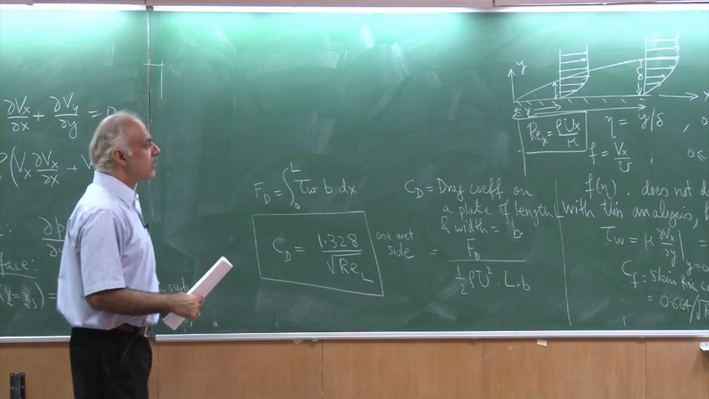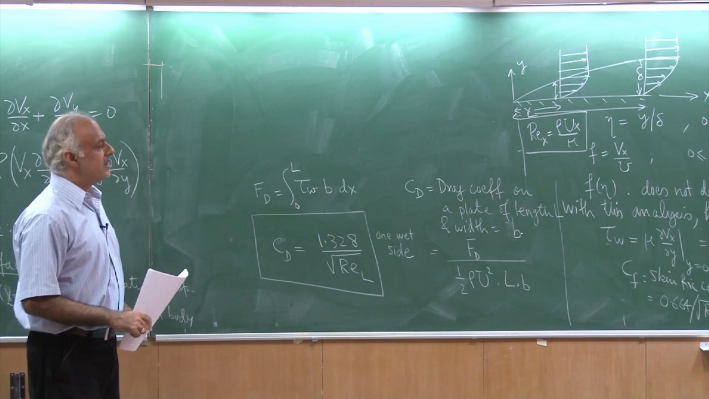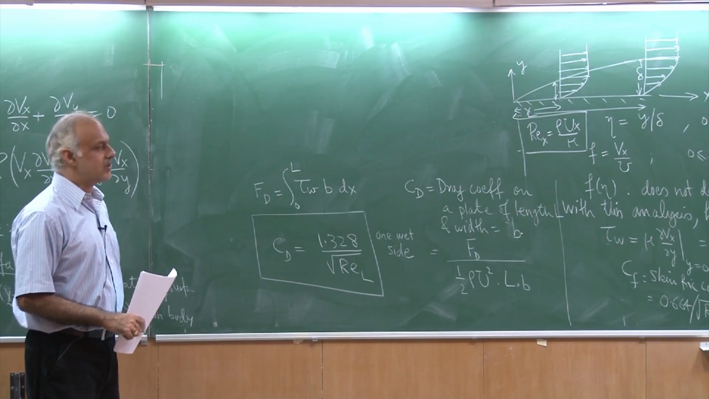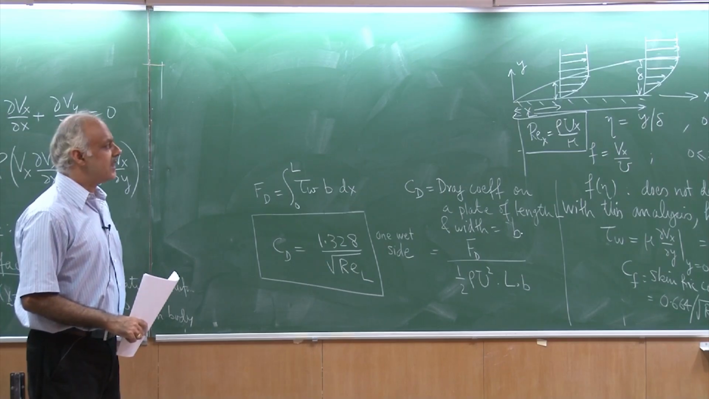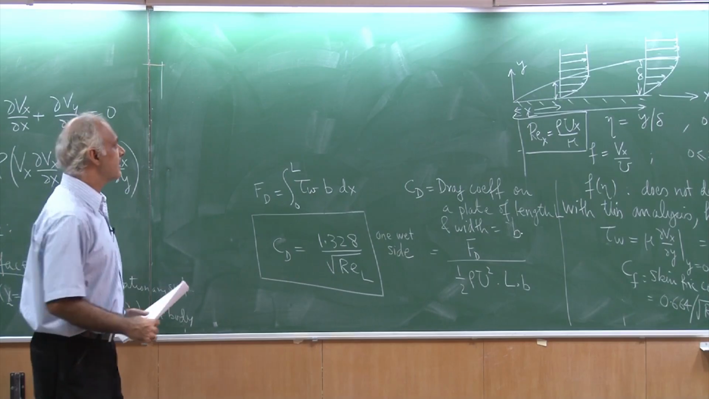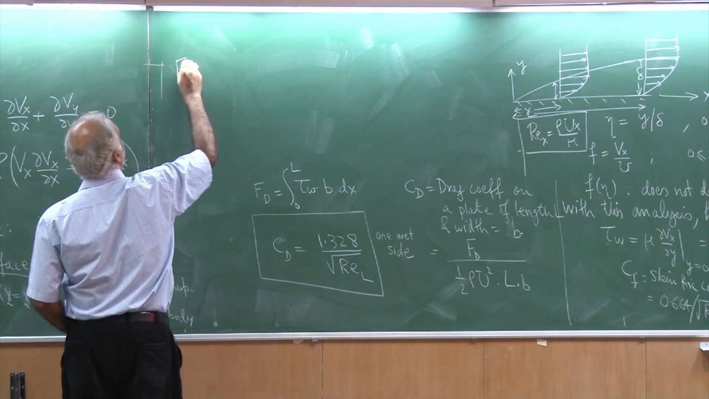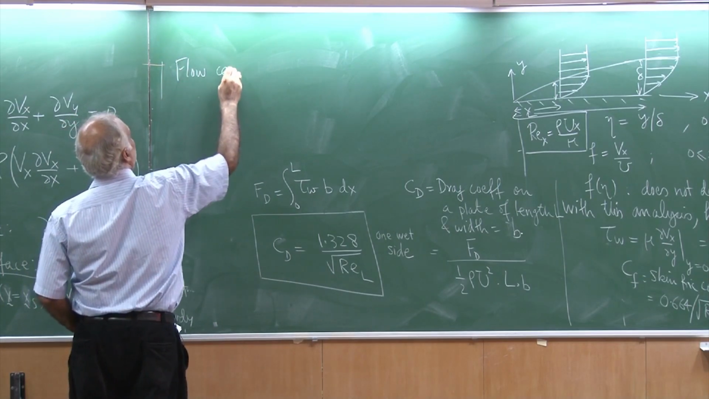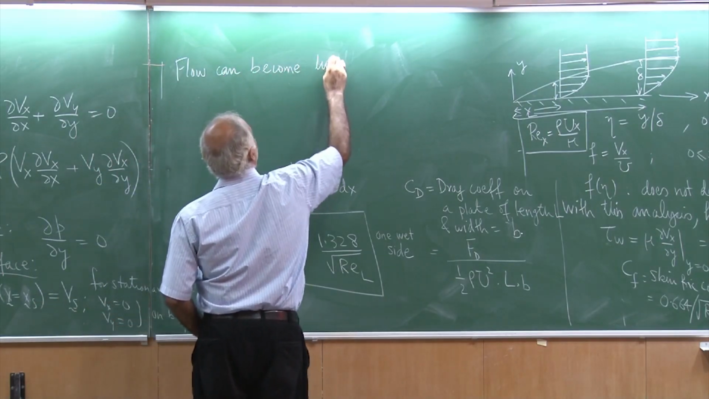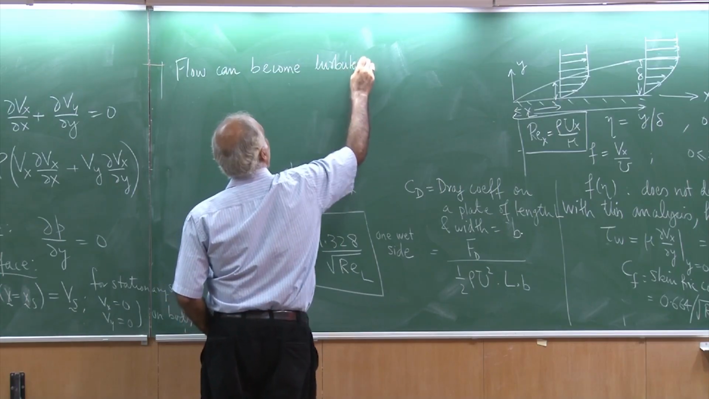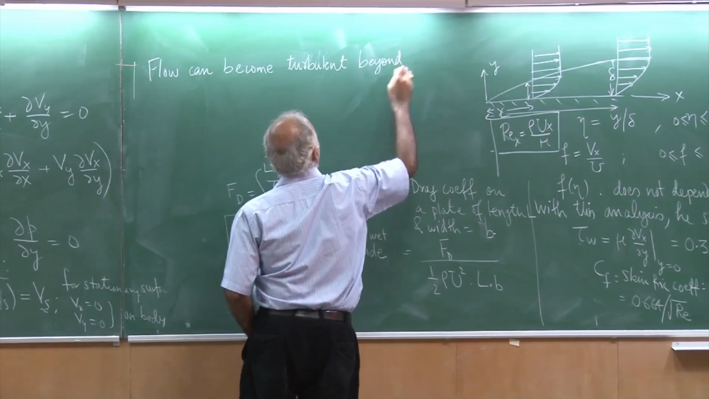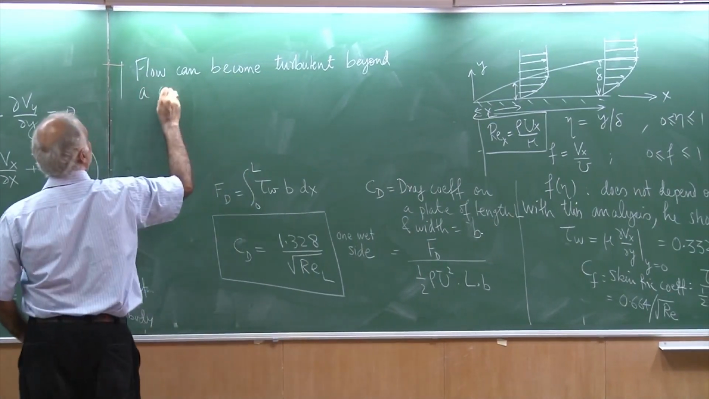A question that you could ask is, what happens if my plate is extremely long? Okay, L is very large. Then just like in a pipe, the flow could actually become turbulent. So flow can become turbulent beyond a certain RE.